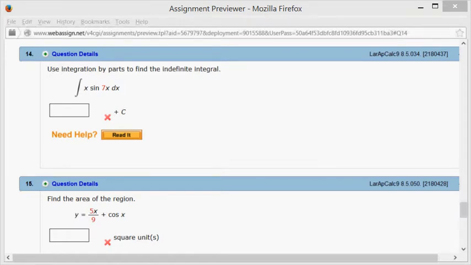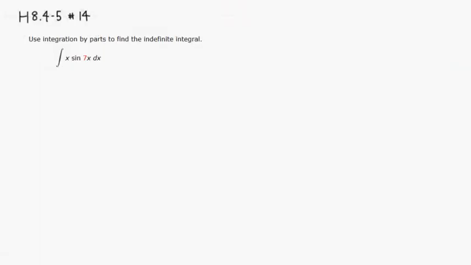All right, let's look at homework 8.4, 8.5, problem number 14. We're going to use integration by parts to evaluate this integral here. So let's do that. Integration by parts.